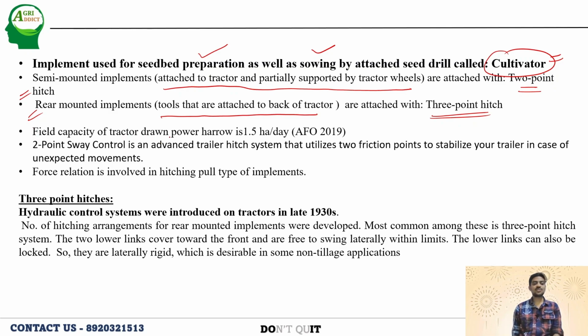Okay. Next, the field capacity of a tractor drawn power harrow is 1.5 hectare per day. See, this is why I said please make short notes yourself. If you are seeing these power ranges daily, I think you can remember. Okay. The force relation is involved in hitching pull type implements. Yeah, this is very important. See, when I say 2-point hitch and 3-point hitch, the main thing involved is the hydraulic control system, right? That is the force relation. And here 2-point sway control is an advanced trailer hitch system that utilizes 2 friction points. In general, you may come across the 2-point hitch or 3-point hitch. It is majorly the force relation and hydraulic control system.